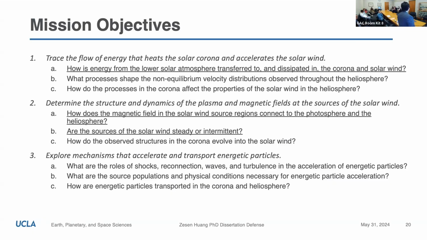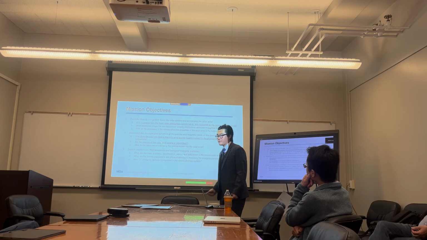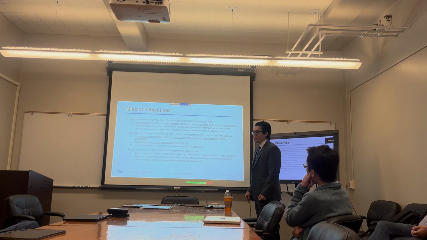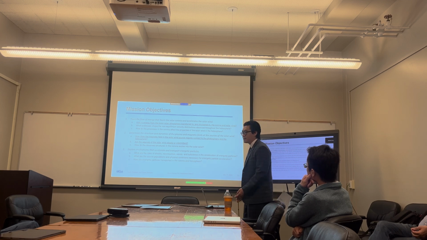In this thesis, I'm going to partially address 3 of the sub-objectives from Solar Probe. First is how the energy from the solar atmosphere will be transferred and dissipated in the corona and solar wind. And also, how does the magnetic field in solar wind source regions connect to the photosphere and the heliosphere? And also, are the sources of solar wind steady or intermittent? So through this thesis, I would like to partially address these objectives.